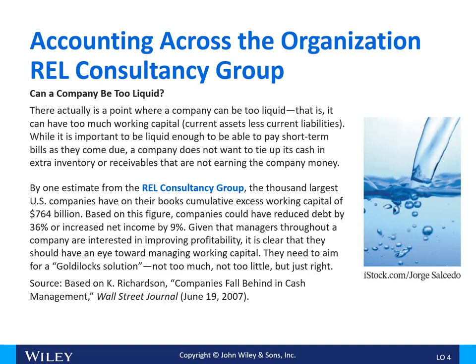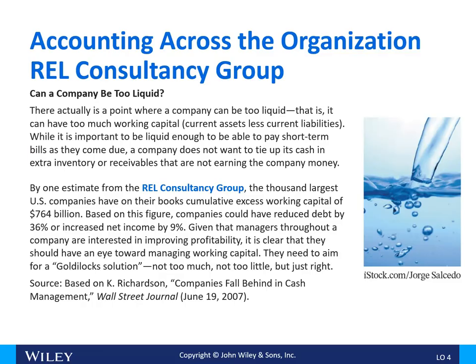So one estimate from the REL Consultancy Group is that the 1,000 largest U.S. companies have on their books cumulative excess working capital of $764 billion. Companies could have reduced their debt by 36% or increased net income by 9% by not holding that extra working capital. Given that managers throughout a company are interested in improving profitability, it's clear they should have an eye towards managing working capital.